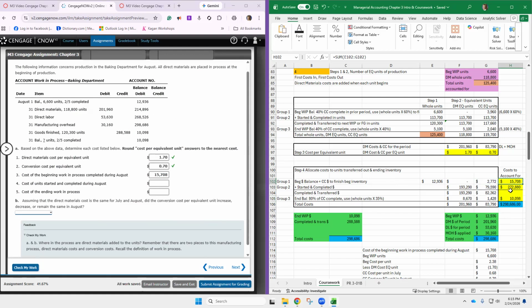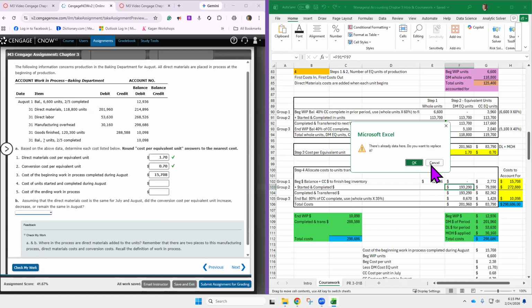We added that extra to it. So that is the cost of the beginning work in process completed during August. Okay, now we're ready to go to the units started and completed during August. So up here, I have a total of 113,700 that we started and completed. Then you're going to take this times $1.70 and you get 193,290. Not quite done yet.